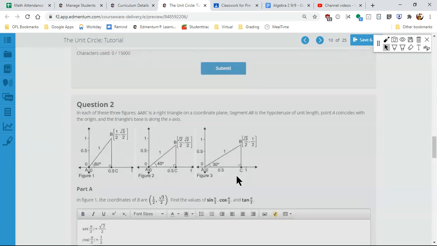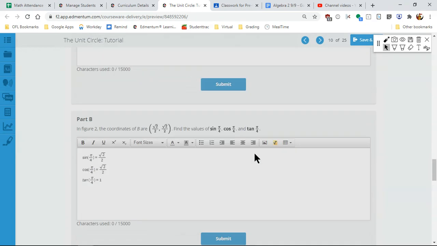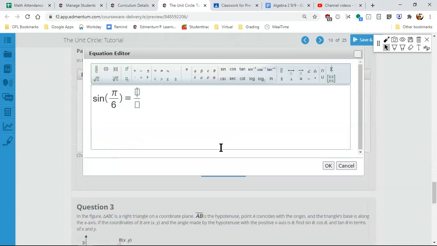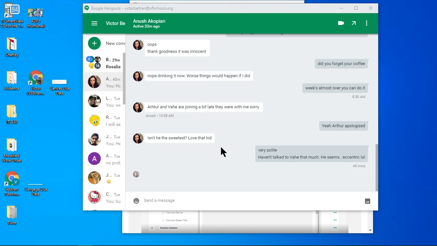All right. So we're gonna do sine, which is our y value, which is our 1/2. And then I'm just gonna copy this. Now I'm gonna do my cosine.